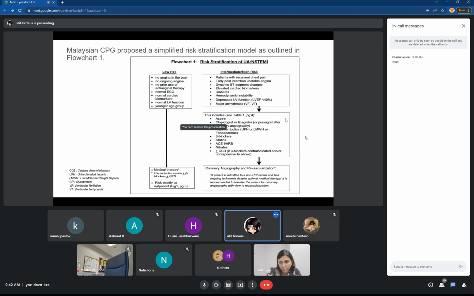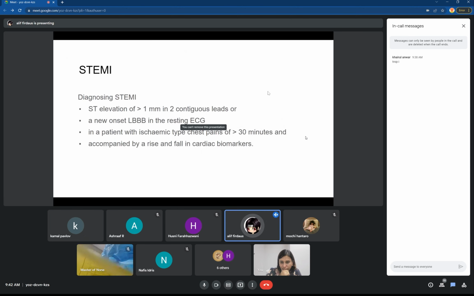So for the patient, we have to aim for coronary angiography and revascularization. And the next thing I'll be talking about is STEMI. How do we diagnose ST elevation MI?